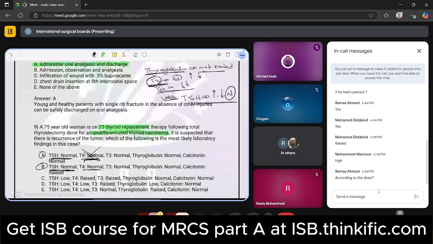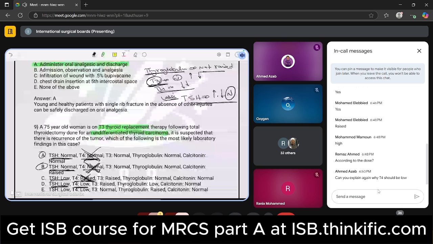So continue reading option B. But the option C, so it can be. Said it, T4, it cannot be. So don't continue. Option D, TSH low. As we said, it can be. T4 low. We said that it can be low. Thyroglobulin low, it's a possibility. Calcitonin normal. Option D is fitting with our analysis. Right? Option D is fitting with our analysis.